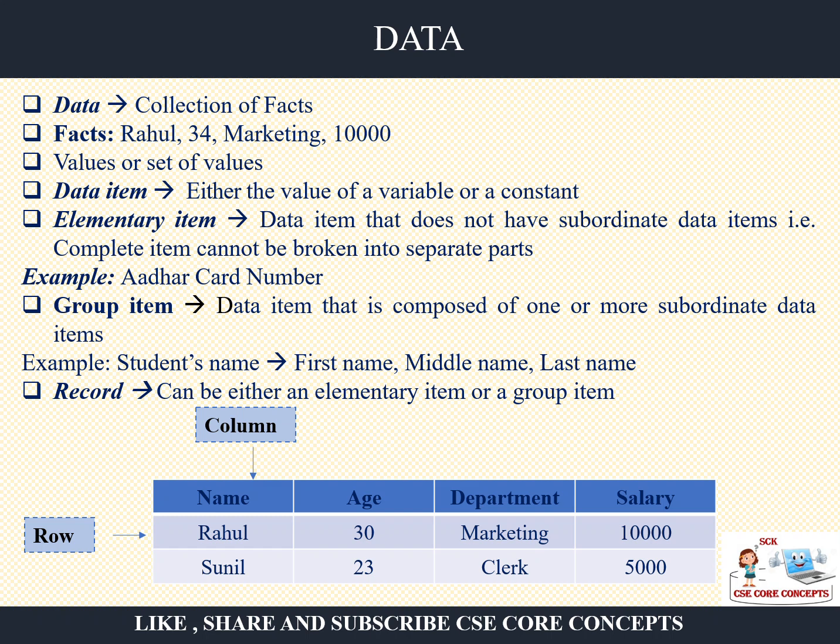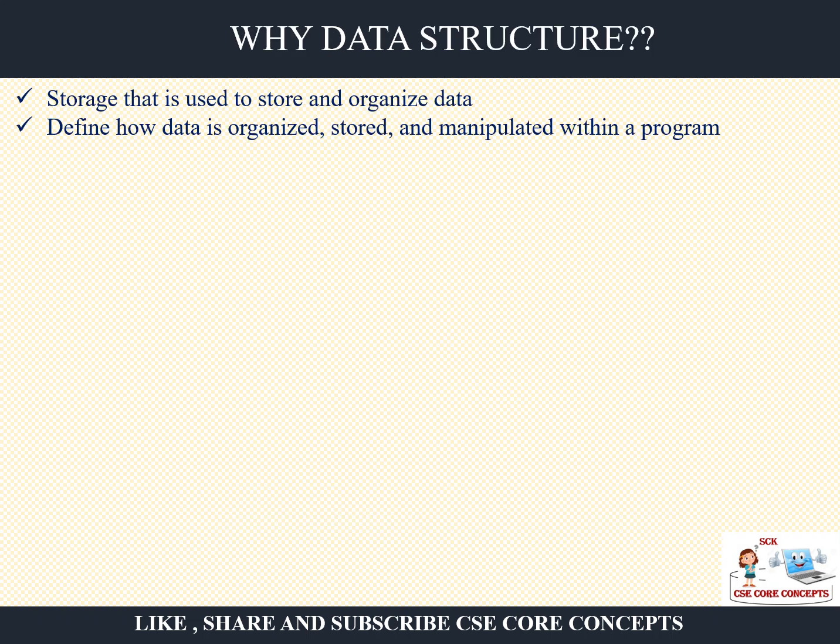So if I have certain data which cannot be broken down further, I can call it an elementary item. Let us take the example of Aadhaar card number. I cannot break the Aadhaar card number into smaller parts, so it is an elementary data item. Whereas if I am referring to the name of a student, which comprises first name, middle name and last name, it is called a group item. So in my record, the data can either be an elementary item or a group item.